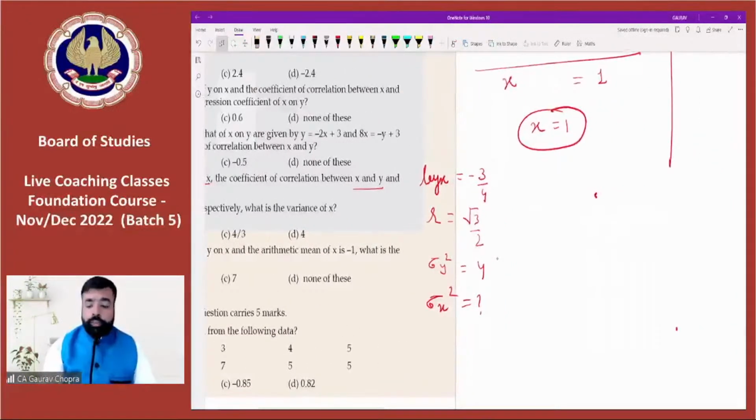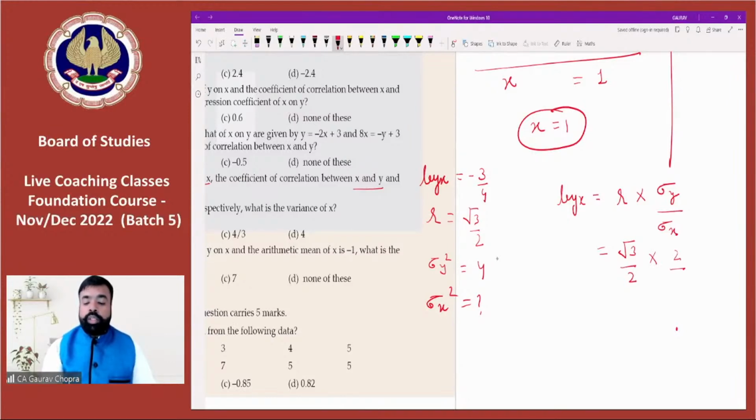Now check which formula is applicable. We know that b_yx is given, so we can apply the formula for b_yx, r multiplied by sigma y upon sigma x. So r is root 3 upon 2, into sigma y is 2, sigma x is not given, and b_yx is minus 3 by 4. So now what can be done? We can do some cancellations.